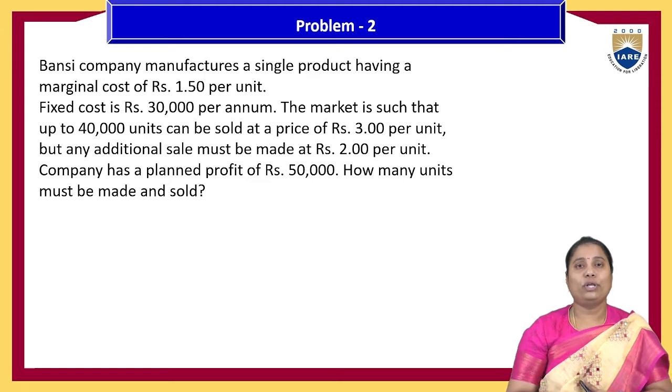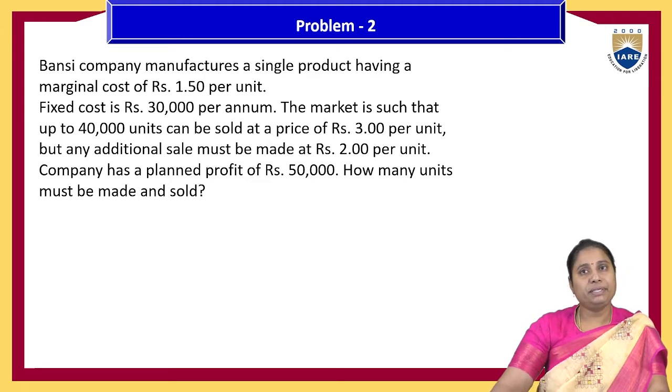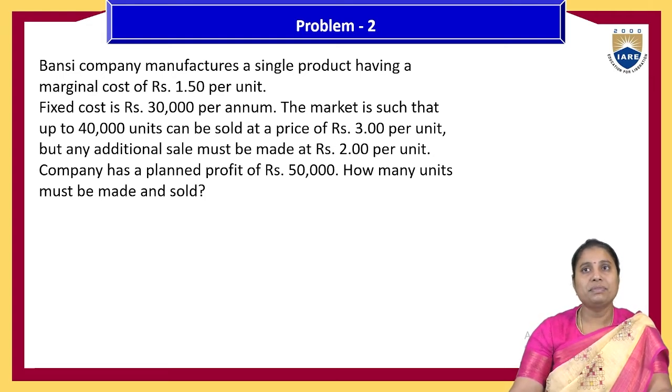The second model of break-even point analysis: Bansi company manufactures a single product having a marginal cost of 1.5 rupees per unit, with a fixed cost of 30,000 rupees per annum, and the market is such that up to 40,000 units can be sold at a price of 3 rupees per unit.